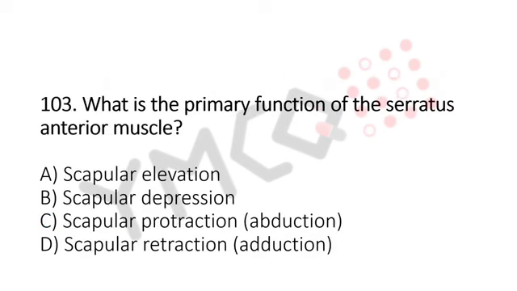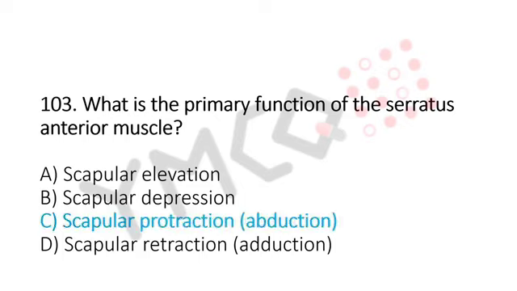Now let's move to question number 103. What is the primary function of serratus anterior muscle? Option A, scapular elevation. Option B, scapular depression. Option C, scapular protraction or abduction. Option D, scapular retraction or adduction. And the answer is option C, scapular protraction.